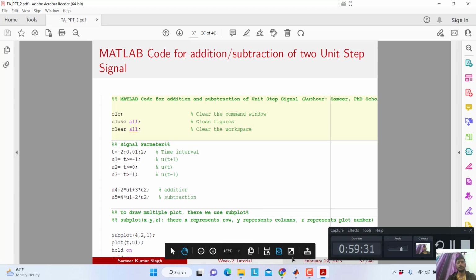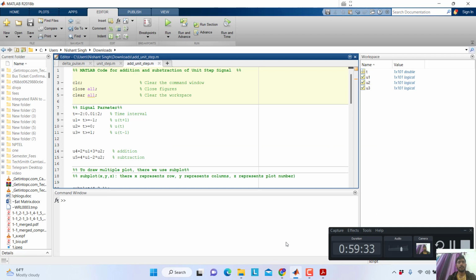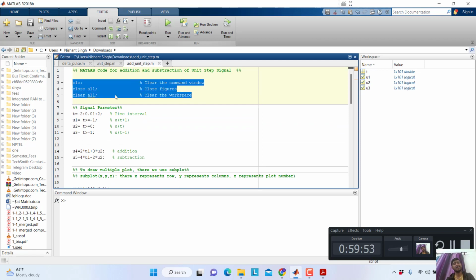Again, we first generate the unit step signals, then do the addition and subtraction, and see what type of output we get. Again we initialize with the three basic commands: clc, close all, clear all. I'm repeating this: clc clears the command window, close all closes the previous figures, and clear all clears the workspace.